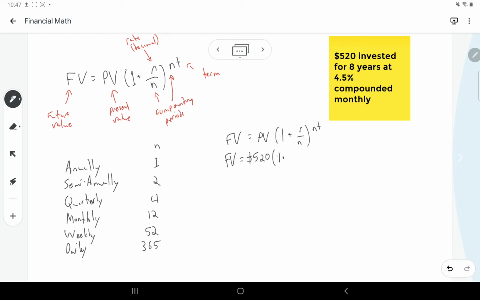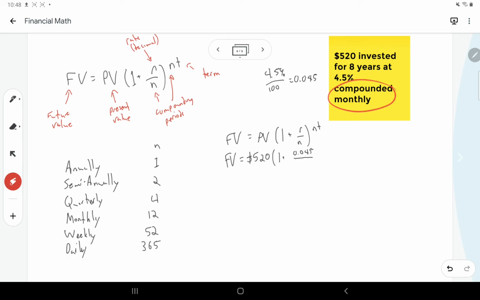Times 1 plus r as a decimal, 0.045. Remember that's just our 4.5% divided by 100, which gives us 0.045. Practice makes that kind of automatic in your head, but if you need to write it out, over n. Now n, compounding periods.